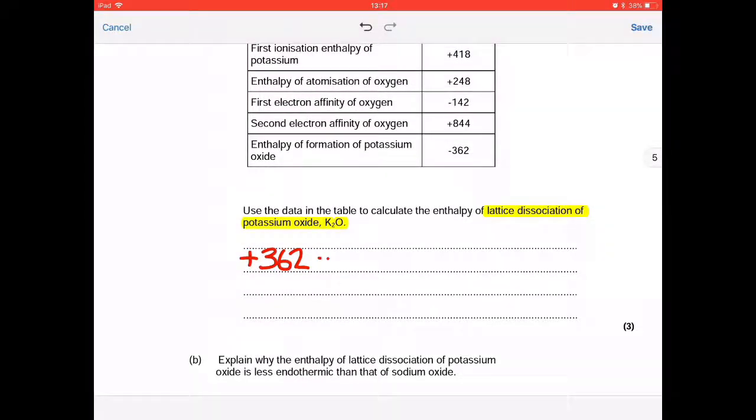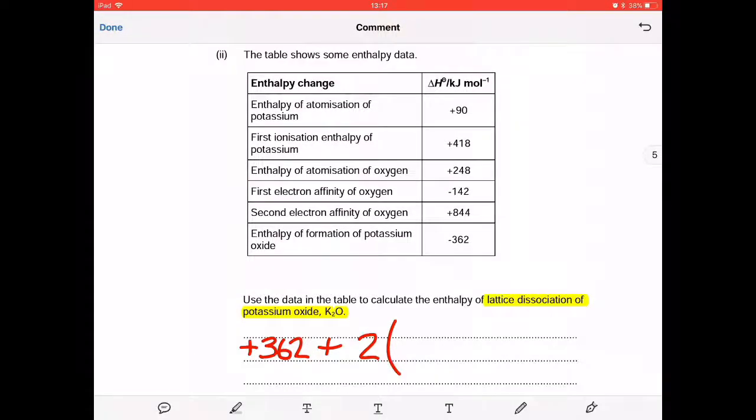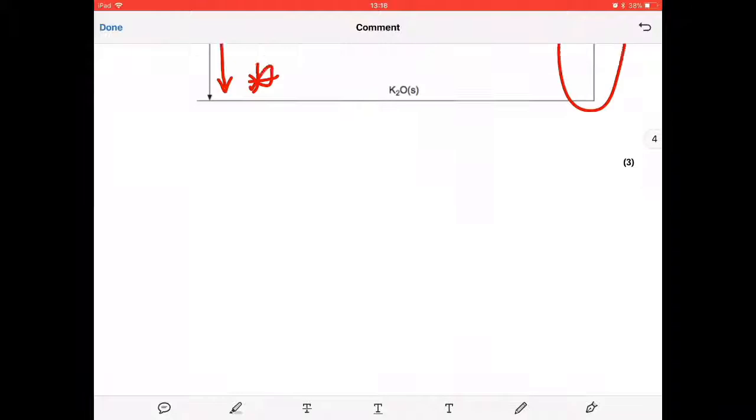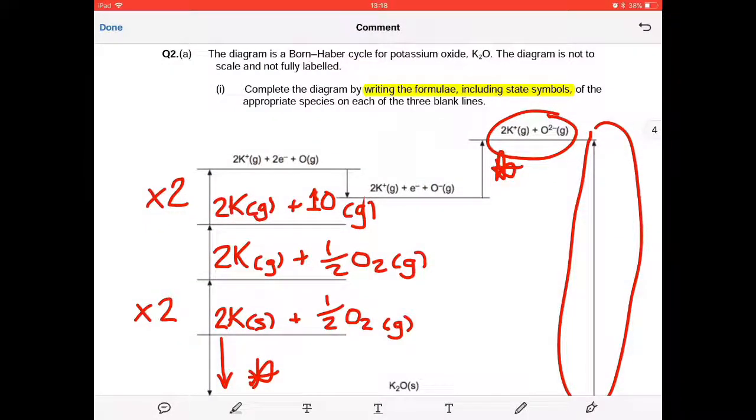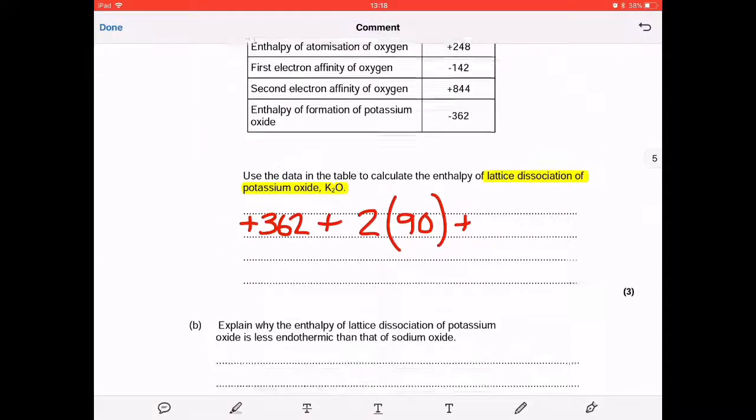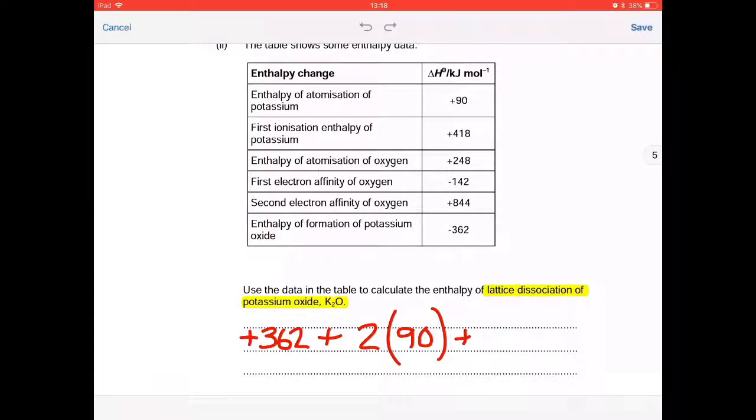So we're going to add on 2 lots of the atomization of potassium, which if we have a look at the top there is plus 90. So we're going to add on 2 lots of 90. Then, the way we've got it written is that you are going to atomize the oxygen. Remember, we only have to do that once for 1 atom of oxygen. So we're going to add on 248.